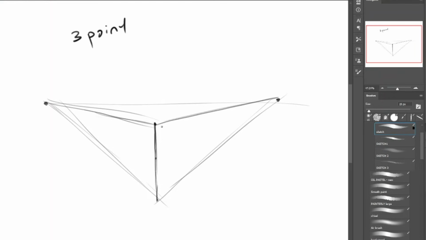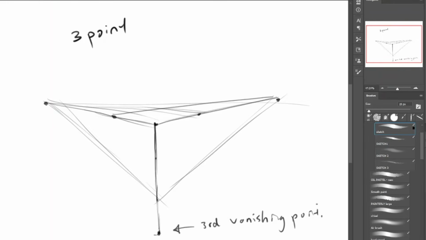And then you would find the edge of the cube. So the outer edges of the cube. And I'm just going to mark them right there, and I'm connecting them back to the opposite vanishing points. But what's going to be different is we're going to add a 3rd vanishing point to the bottom. Okay, and what this is going to do is we're going to be connecting the outer edges of the cube back down to this vanishing point.